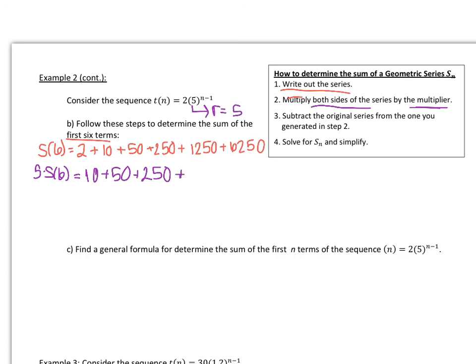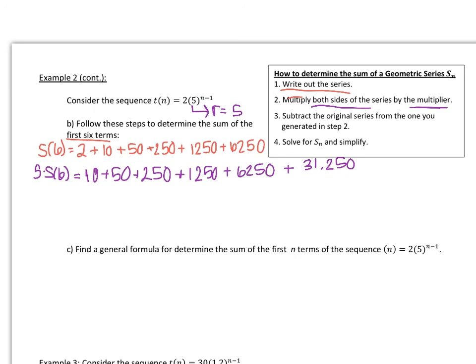You can kind of think of it as shifting all these numbers down or up by 1. Plus 6250, and then 6250 times 5 is 31,250. All right, so what does that leave us with?